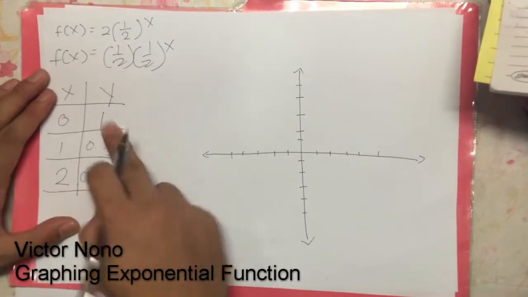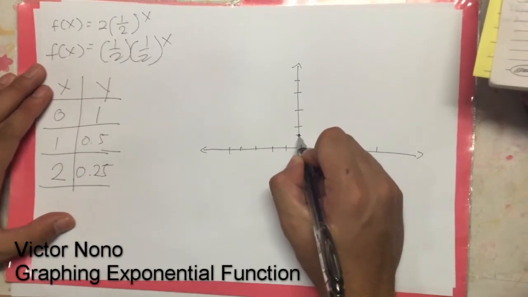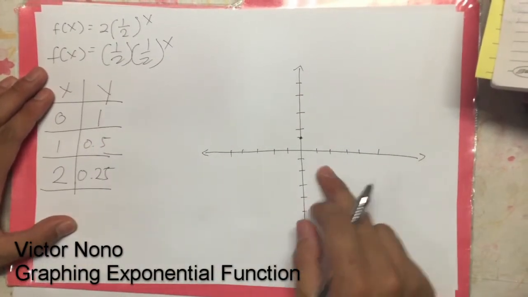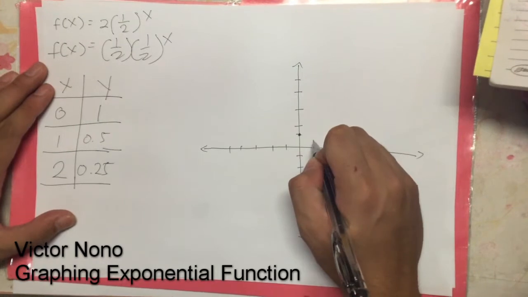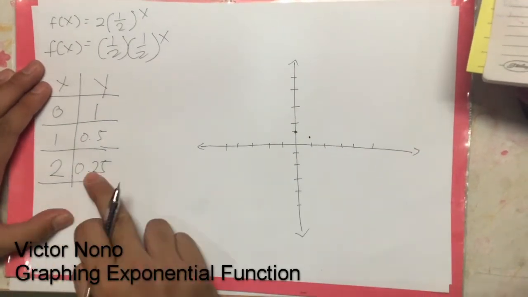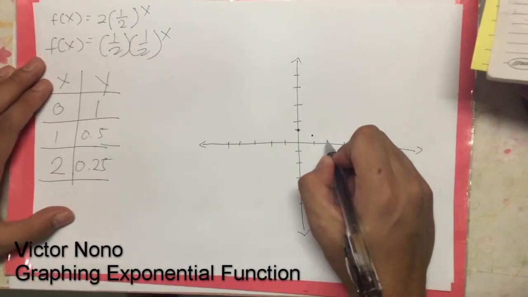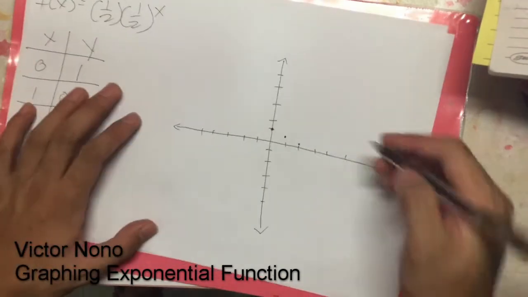So 0 and 1, 1 and 0.5, 2 and 0.25. So the line will be like this.